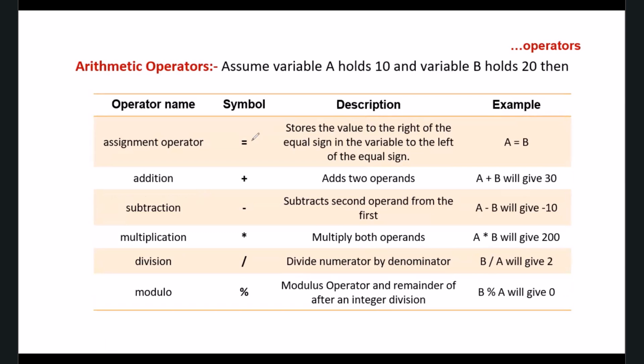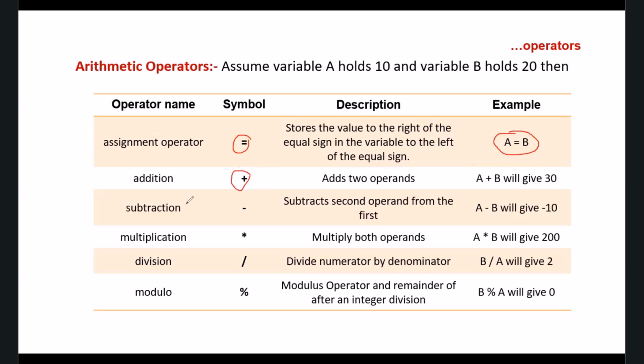So the assignment operator is equal to, and here we can use A is equal to B. When we are using A equals B, it stores the value to the right of the equal sign in the variable to the left of the equal sign. Now the next operator is the addition operator. The symbol is plus and it adds two operands, A plus B. Now when we add 20 plus 10, it will give us 30.